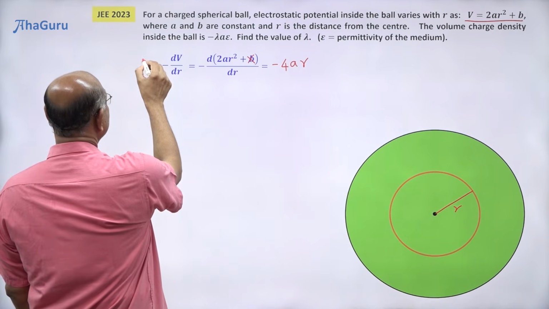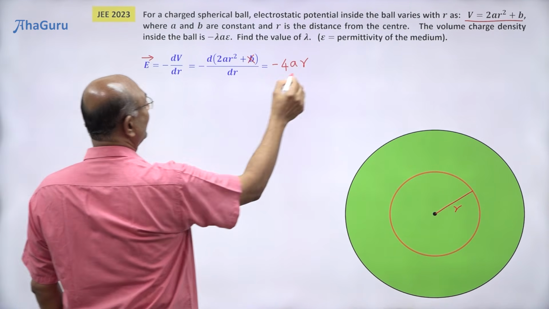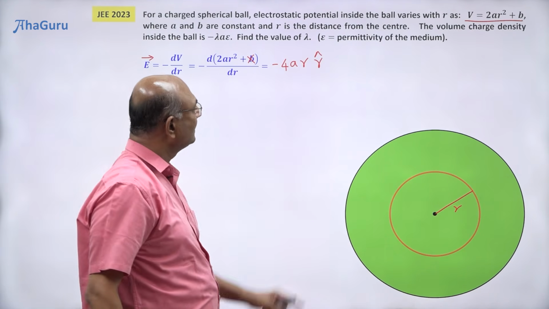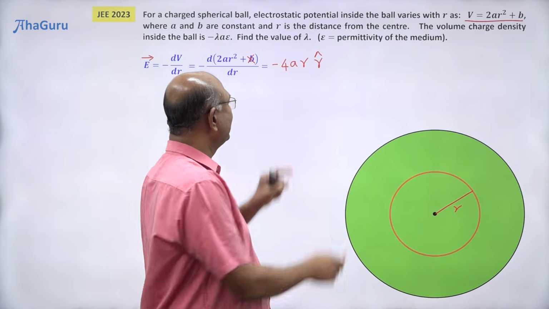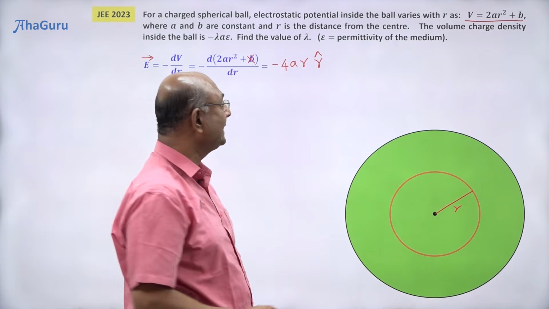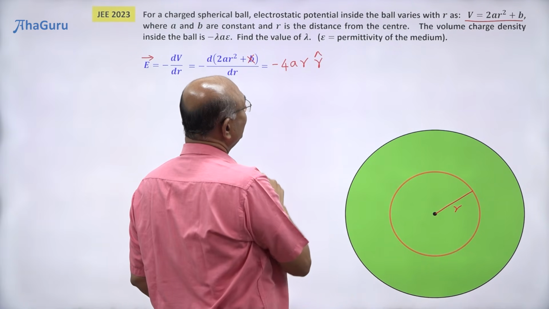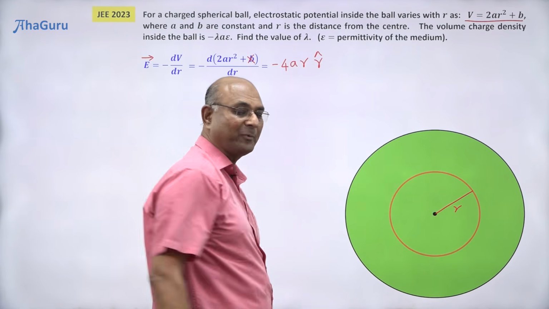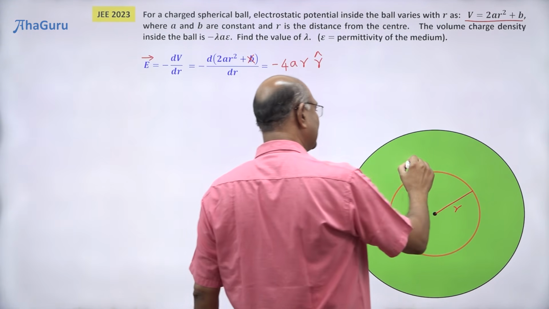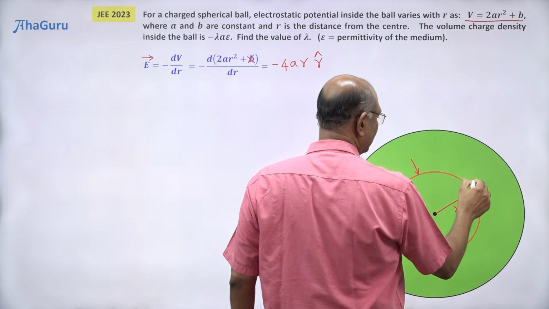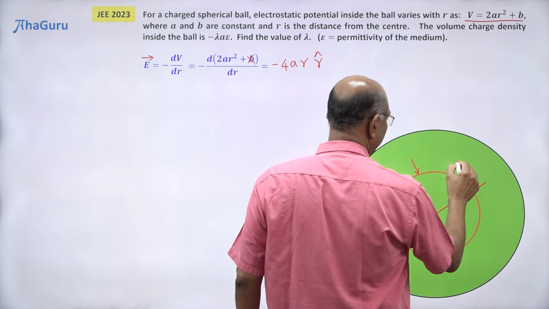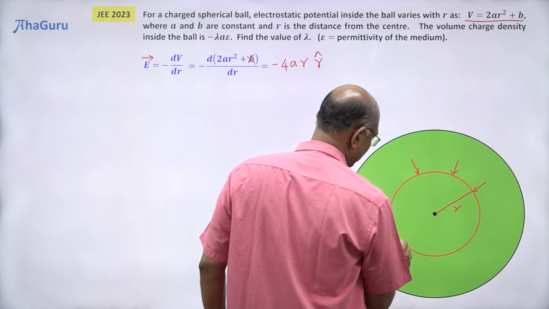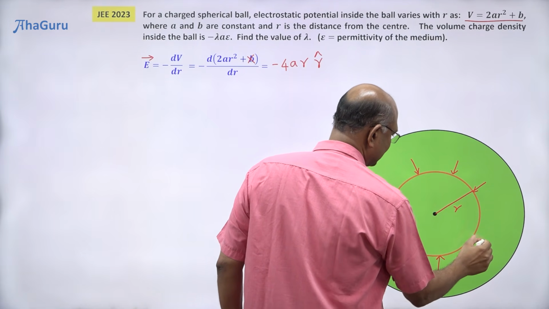If I wanted to convert this into a vector, all I have to do is to multiply this by r cap. And you can see, assuming A is positive, that this is pointing opposite to the r cap direction. So r cap direction is like this, and opposite means it's pointing like that. So electric field here is going to be pointing this way. There it's going to be pointing that way. Everywhere radially towards the center, like this.